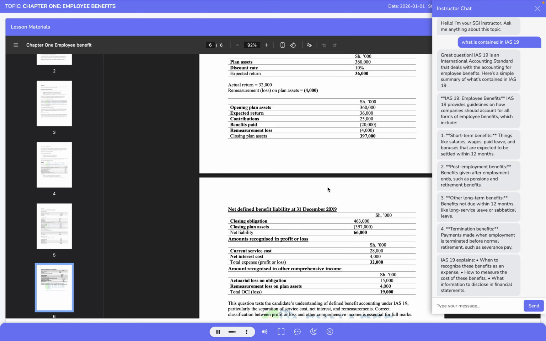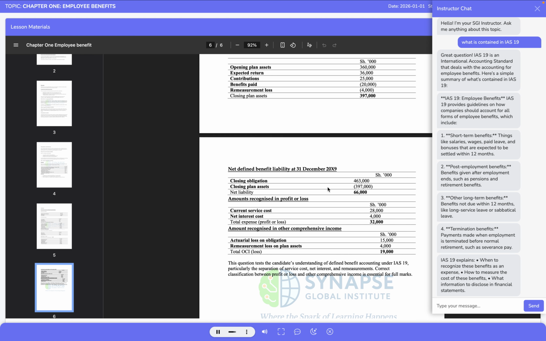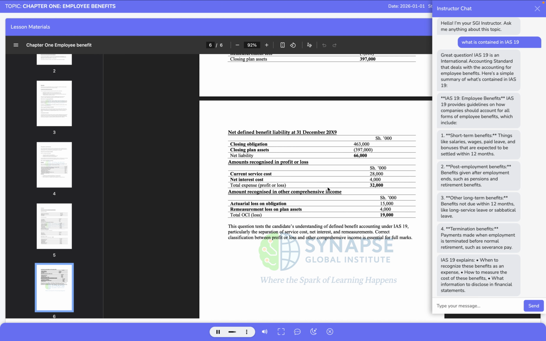In profit or loss, Delta Limited recognizes current service cost of 28 million shillings and net interest cost of 4 million shillings, giving a total expense of 32 million shillings. In other comprehensive income, the actuarial loss on the obligation of 15 million shillings and the remeasurement loss on plan assets of 4 million shillings are recognized, giving a total OCI loss of 19 million shillings. This clear separation between profit or loss and OCI is essential for full marks.